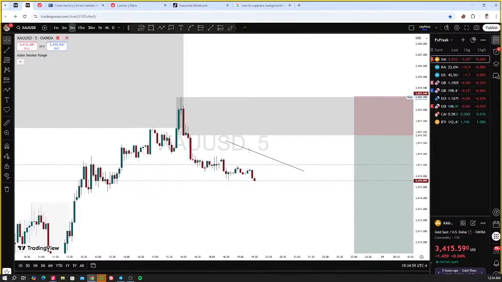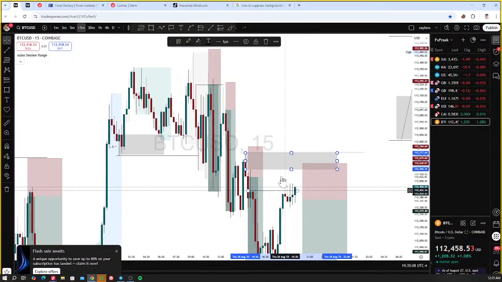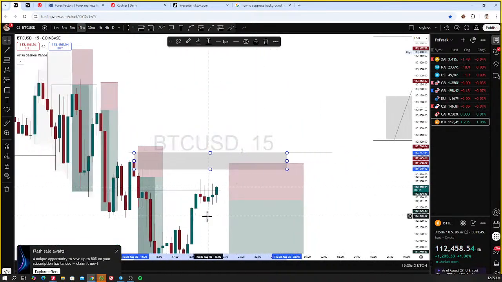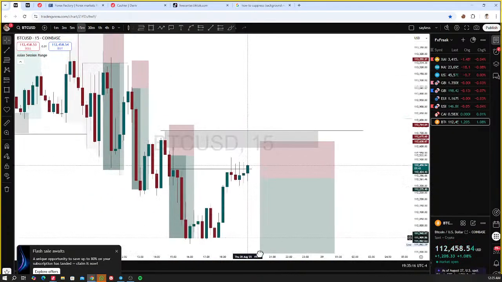Same thing. BTC is the one that is most interesting right now. I am looking for it to get into this zone. All right. So after it gets into this zone, I want to see a candle like this. This is the type of candle that I'm talking about. I want to see an engulfing candle, a bold candle like this one or this one.